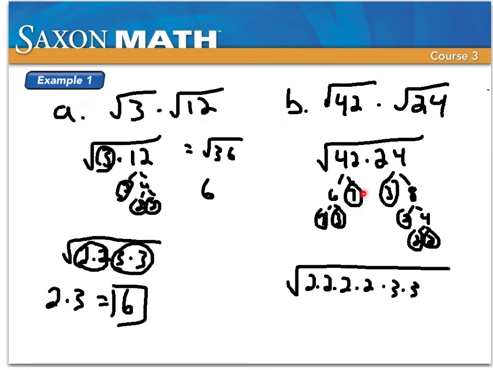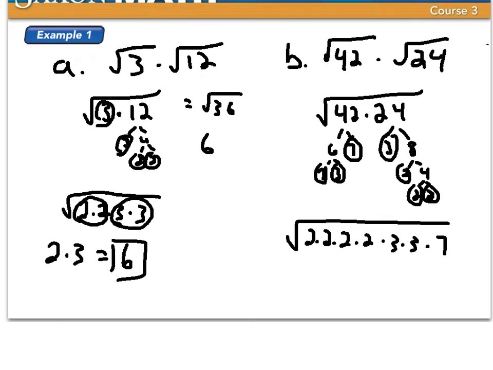And then I've got a 7. So now, again, I'm going to scoot this up a little. I'm going to circle groups, or pairs. I got 2's, and I got another pair of 2's, and then I got a pair of 3's, and then I have a 7 left over.